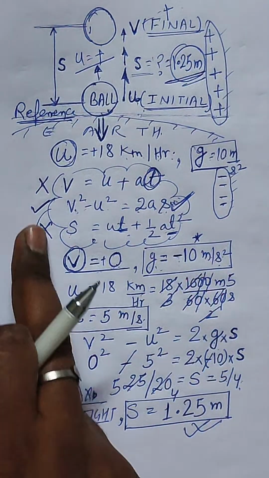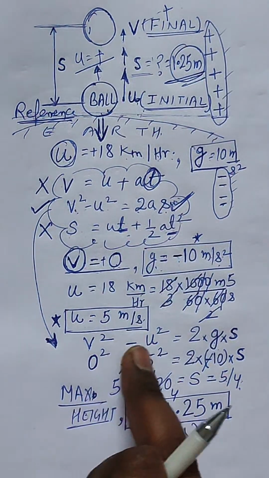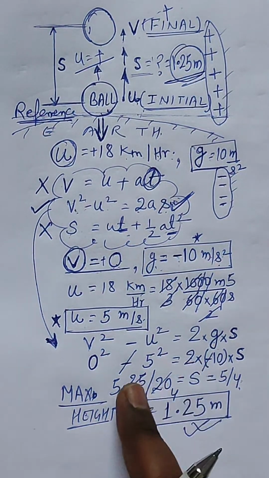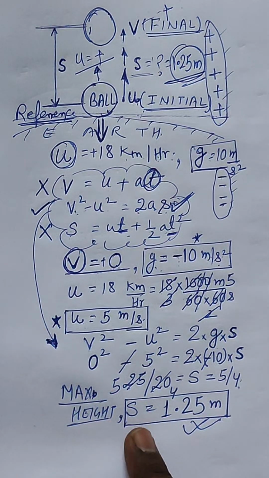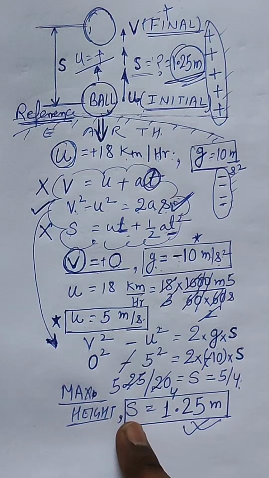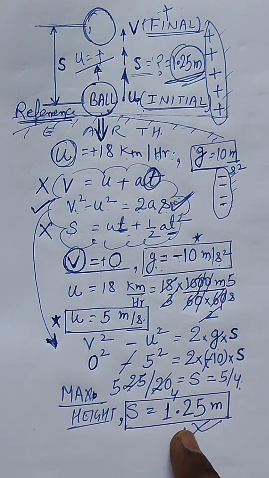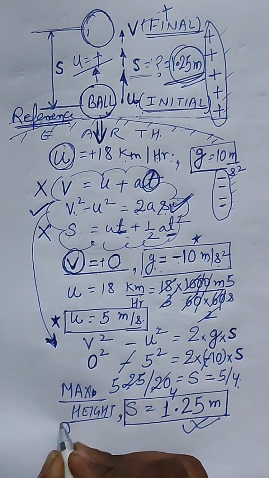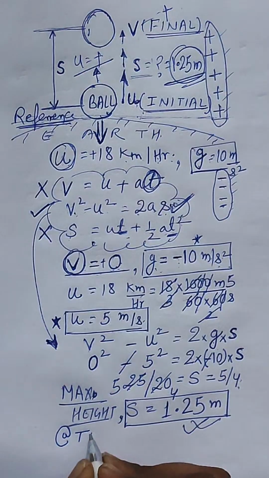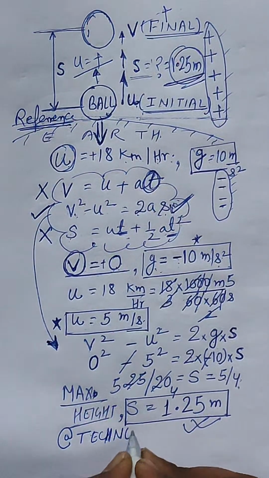Considering this and using the formula v square minus u square equal to 2as, we just put the values over here, simply solve it, and you get the maximum height attained by the ball is s, which is your displacement or height, which is 1.25 meter, my dear friend. And in this way we can solve such questions, my dear friends, right?